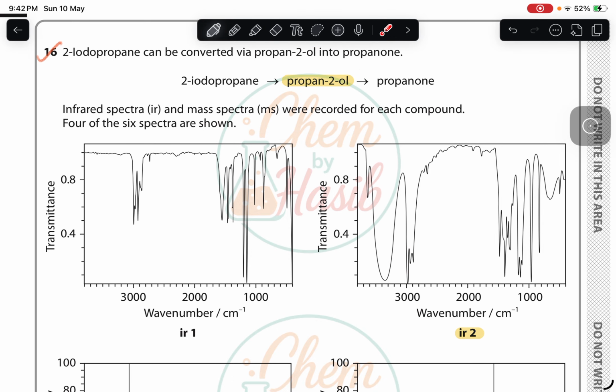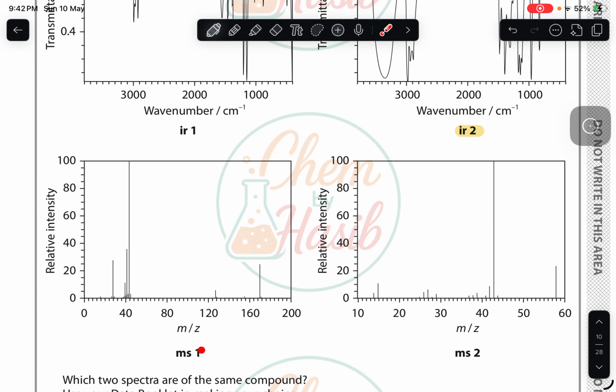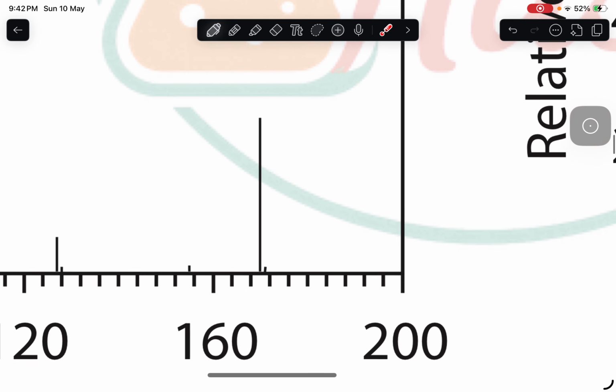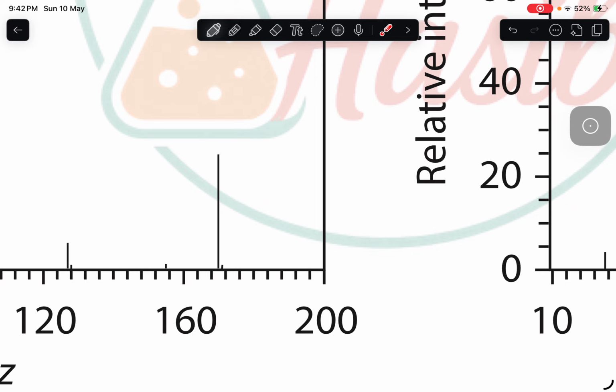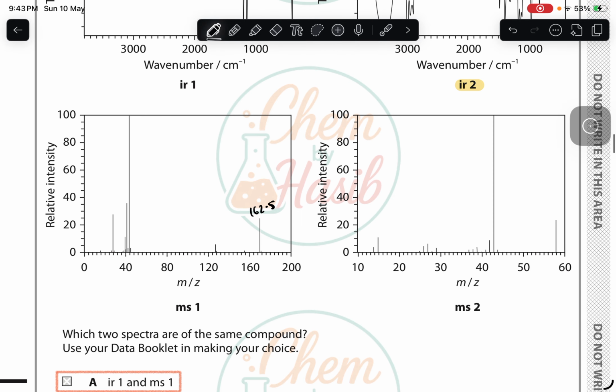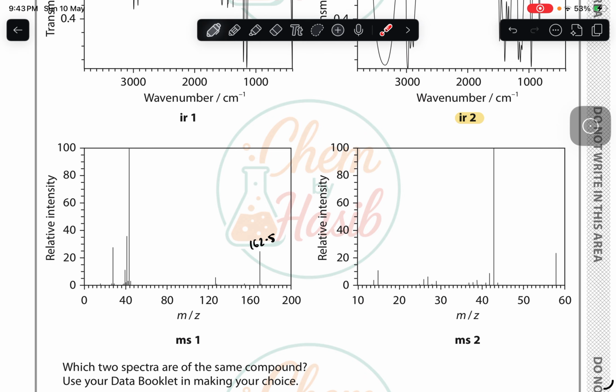Now, if you look at the first mass spectrum, it has a relative molecular mass of 162.5. This is the molar mass. So you don't have an alcohol with a molar mass of 162.5, right? It means IR2 and MS1 are not for the same compound.